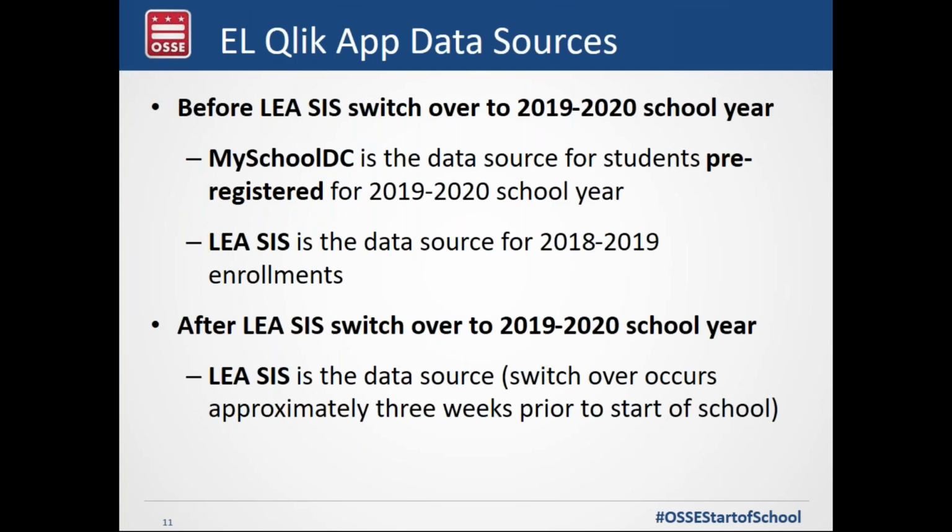Now, as I mentioned in the 5 things to know, there's a detail about the source of the data that's important to understand. So before the LEA SIS switches over to the 19-20 school year, My School DC is the data source for students who are pre-registered for the upcoming school year. And the LEA SIS is the data source for the 2018-19 enrollments. Once the LEA SIS switches over, then only the LEA SIS is the data source. So if you have a question about that, please talk to your data manager so you know what the data source is, and that will help you understand the data that you are looking at.